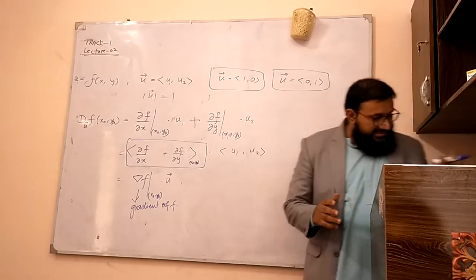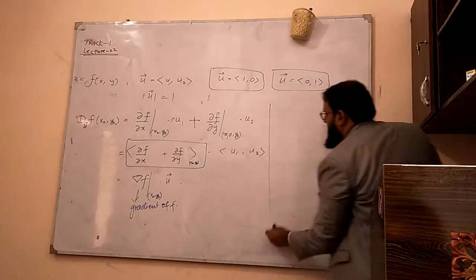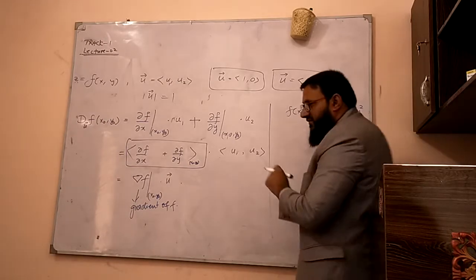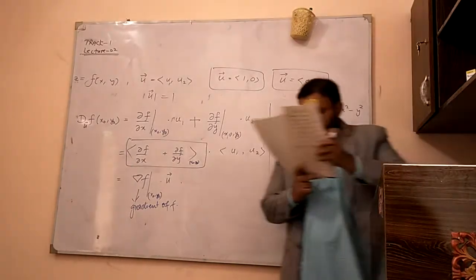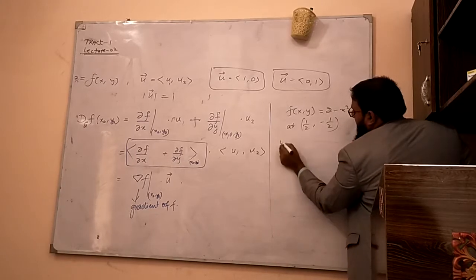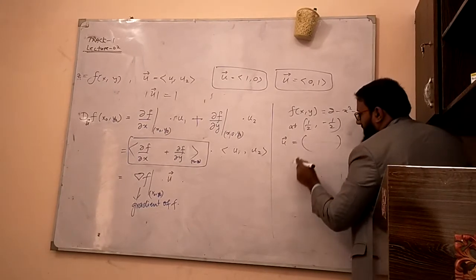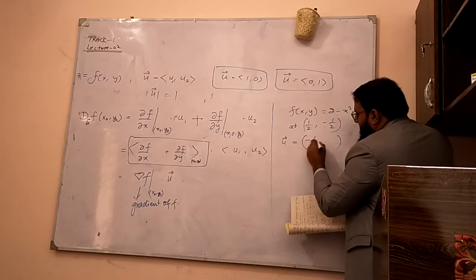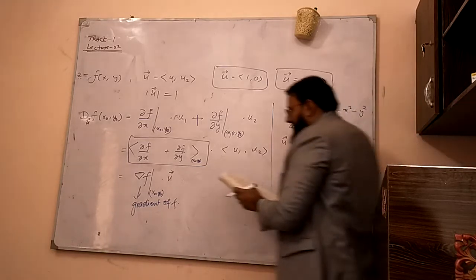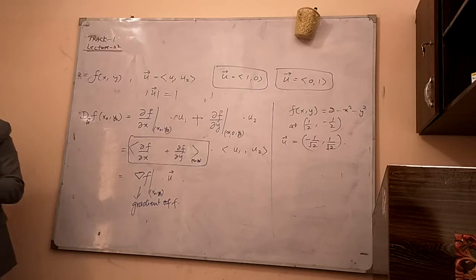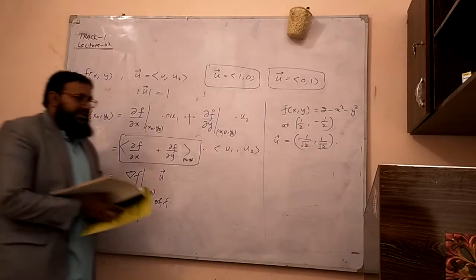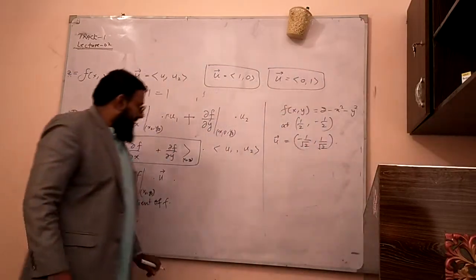So let us discuss an example. The function that is given to us is 2 minus x squared minus y squared, the point at which we need the directional derivative is (1/2, minus 1/2), and the vector u is (minus 1 by square root of 2, 1 by square root of 2). So how to do this?